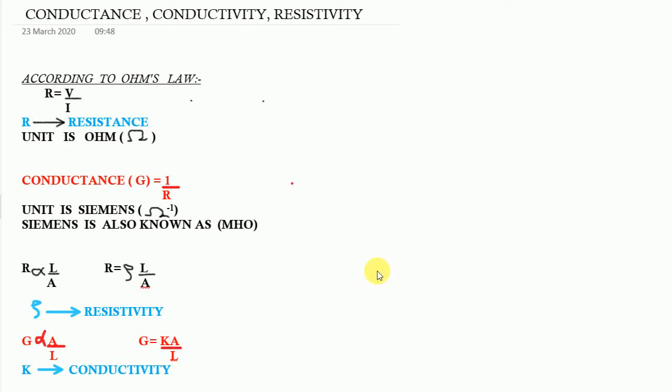Hey guys, so moving on with the 7th video of our playlist electrochemistry. In this video, we will understand what is conductance, conductivity, resistivity, and in the end, we will do a relation between conductivity and resistivity. So let's start off with the video.